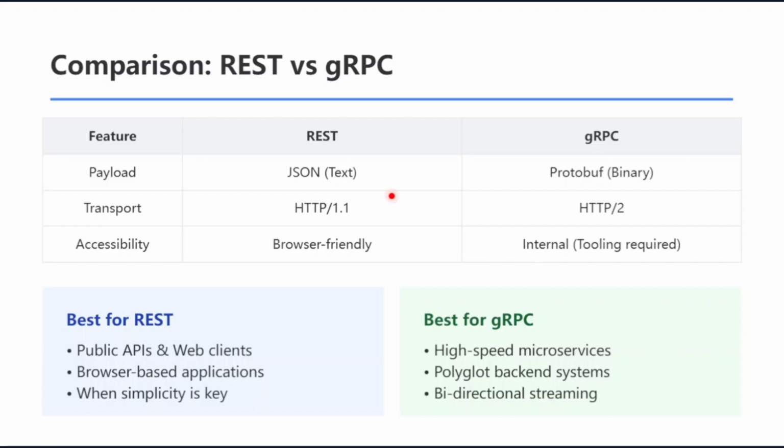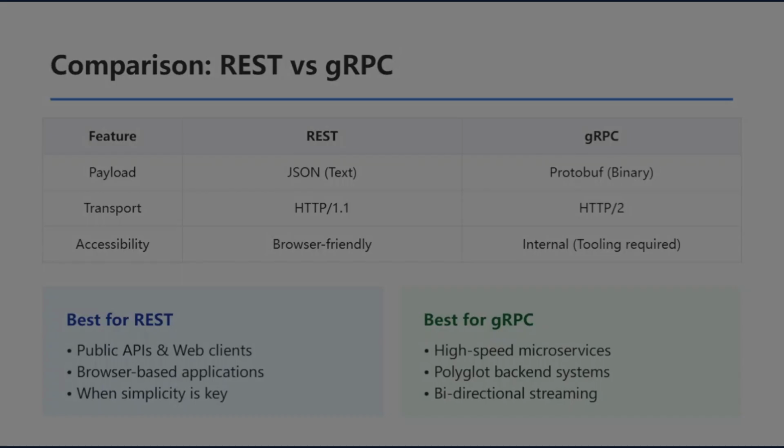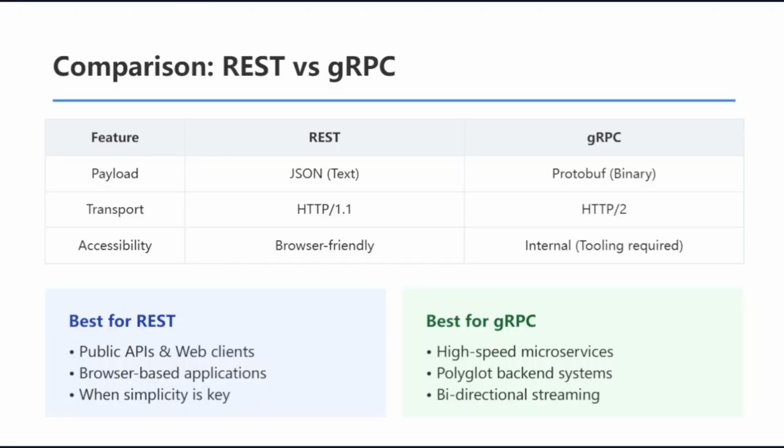Also, notice the transport layer. While REST is generally tied to HTTP 1.1, gRPC requires HTTP/2. This gives gRPC built-in advantages like multiplexing and bidirectional streaming right out of the box. So, when do you stick with REST? It remains the gold standard for public APIs and web-based clients. Since every browser understands REST and JSON, it's the most friendly choice for external developers who need to consume your services.